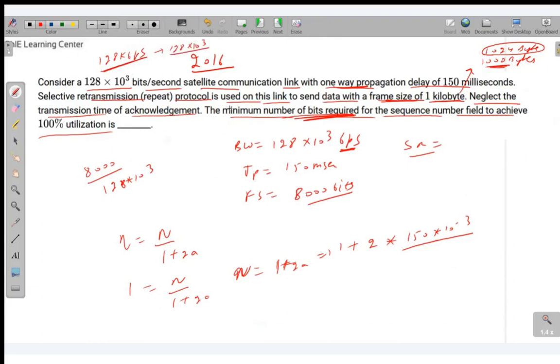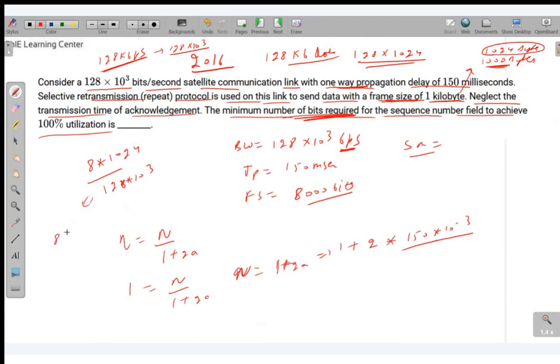But if they are talking about data, or about computer, say 128 kilobyte or kilobit data, then you will take 128 into 1024. Like this you have to take. So here, for the 1 kilobyte frame size, you will take 8 into 1024. Sorry for that, 1024. So now we will try to solve it.